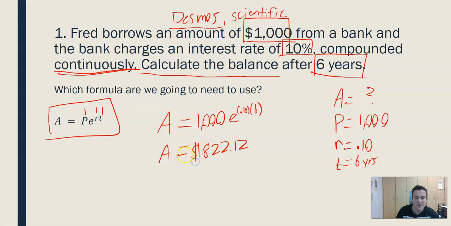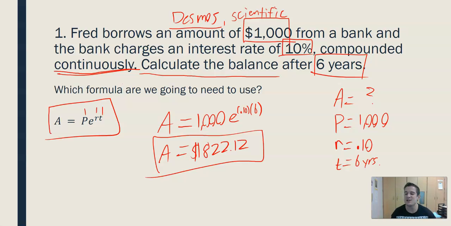and this is my answer, 1822.12. So $1,822 is how much Fred is going to owe after 6 years if he doesn't make any payments. That's a lot. It's like $800 in 6 years. I mean, that's not like crazy, but it's not great. So $1,800 after 6 years, that's what the balance is. So that's our first problem, using our continuously compounded interest formula.